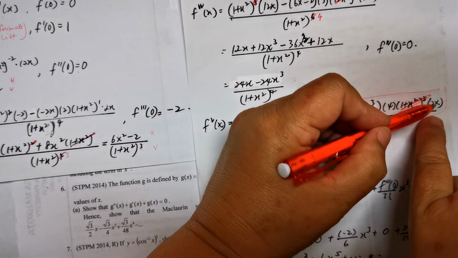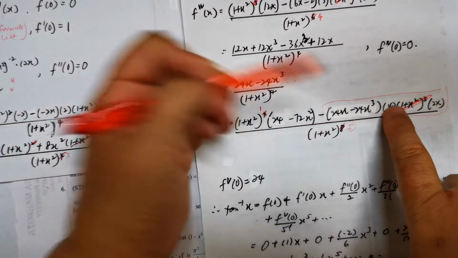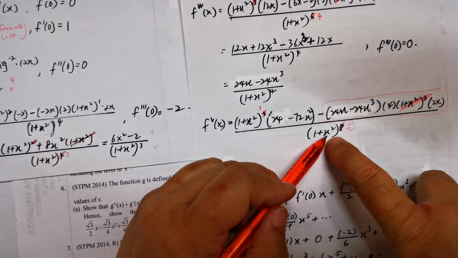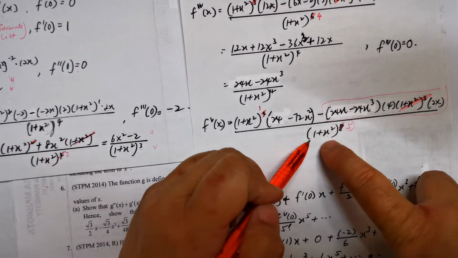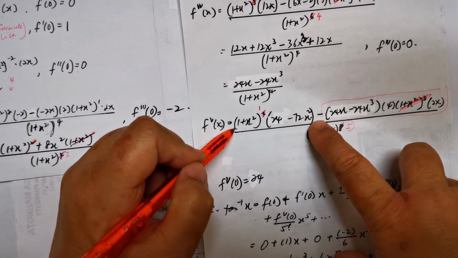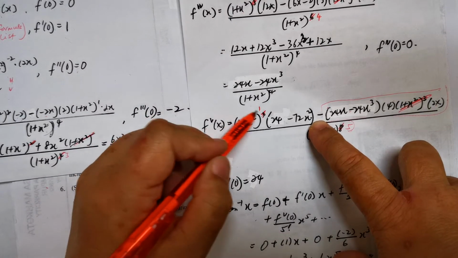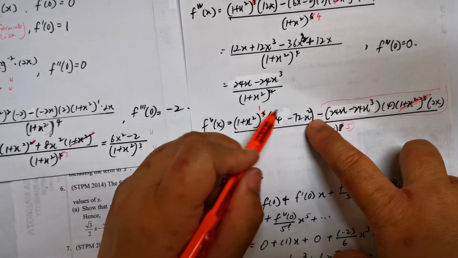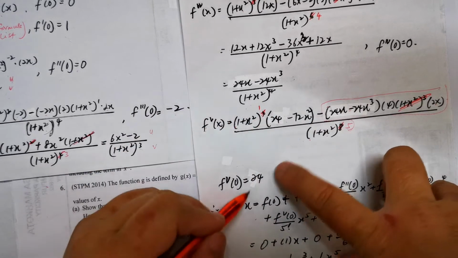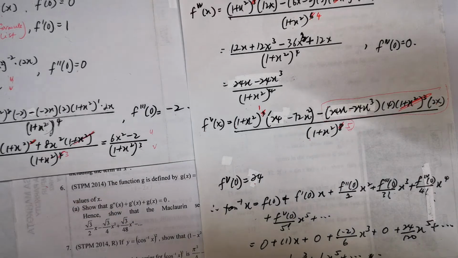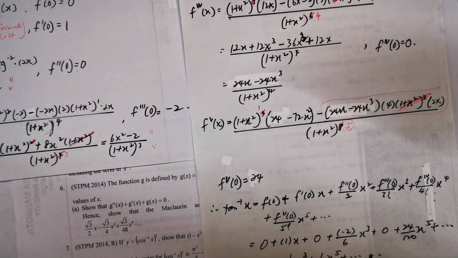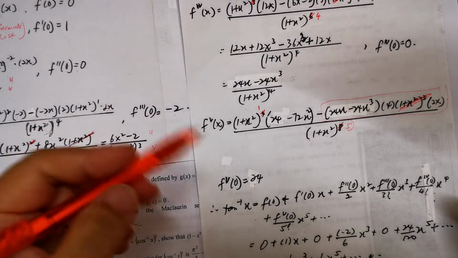Multiply, multiply, multiply 0, so this one is totally 0 already. Okay? And this is 1 now. When substituting 0, the denominator is 1. So we need to calculate here only. Okay? So this one 0, so it becomes 1. This one 0 gives 24. So 1 times 24 is 24. Alright? Okay. Now, next step.